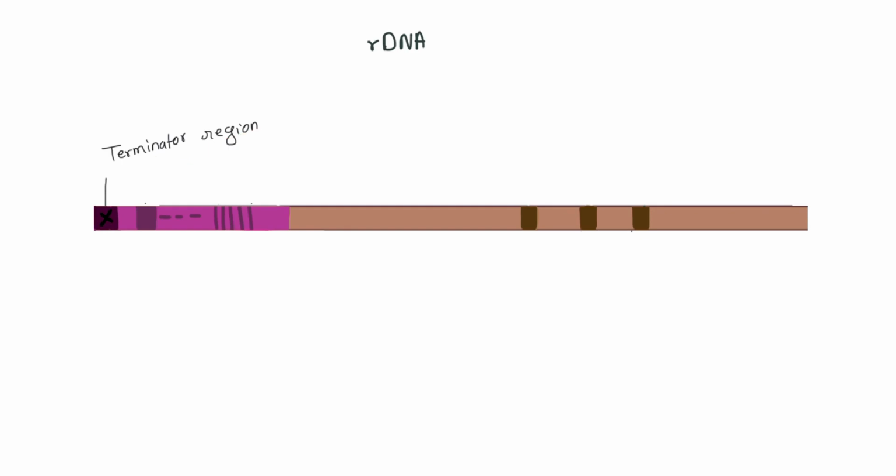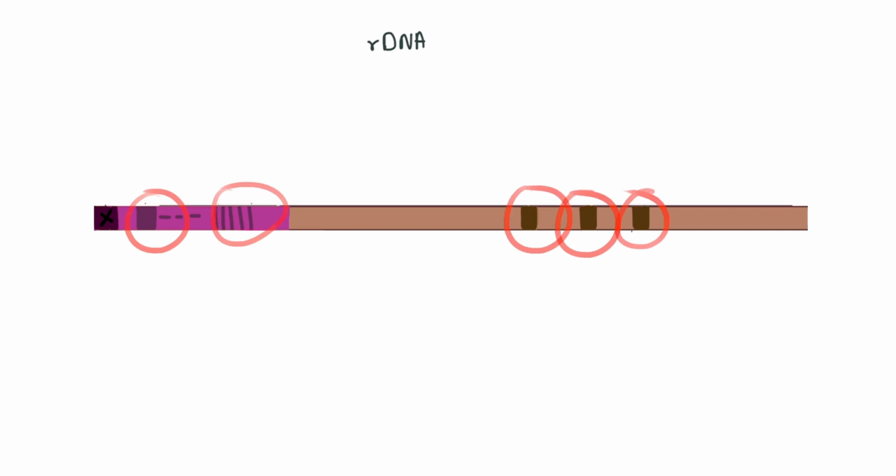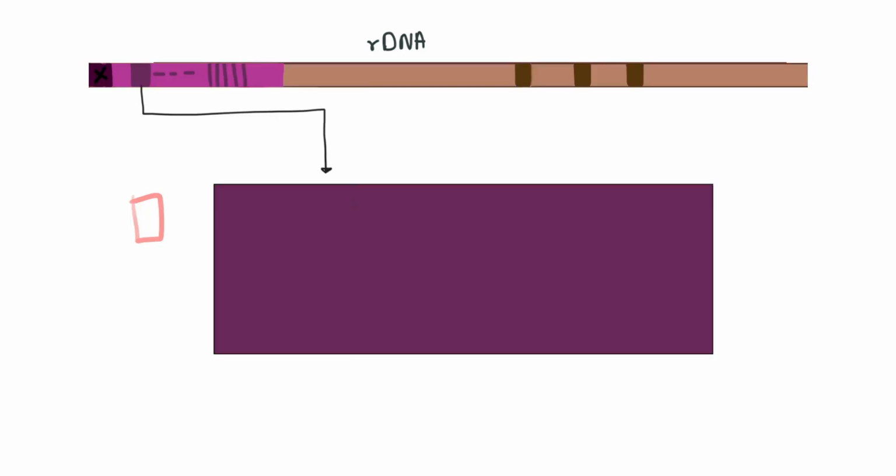So let us look more into the details of all of the components of this entire DNA molecule in order to understand it better. The first component that we're going to be looking into is the promoter region. If we isolate it and look at the structure of the promoter region, we can notice that it is made up of a lot of parts.